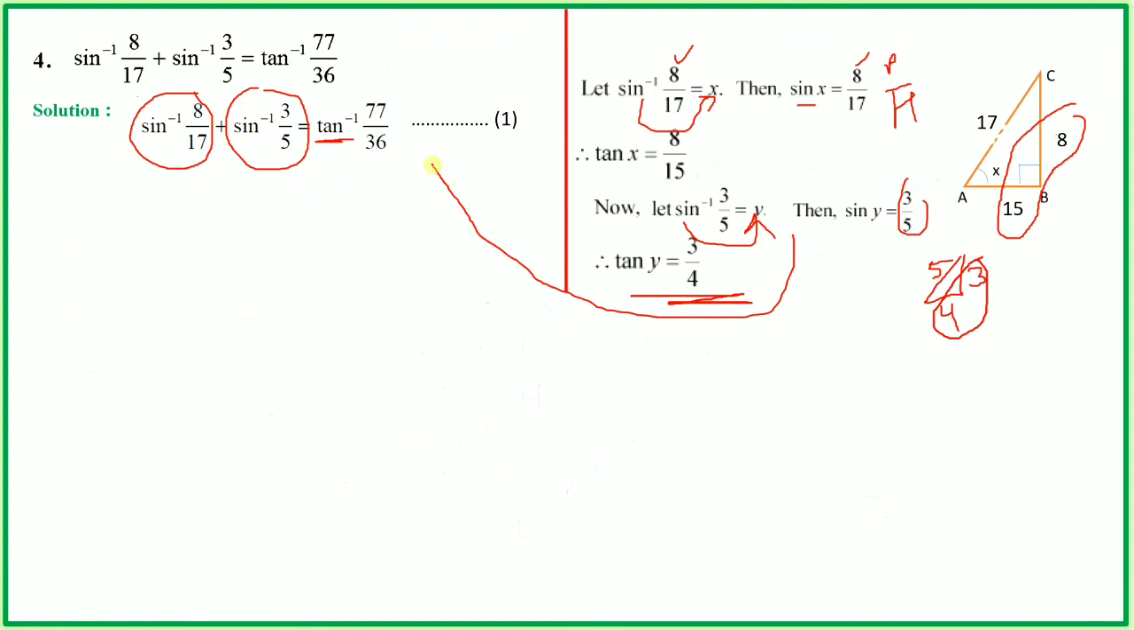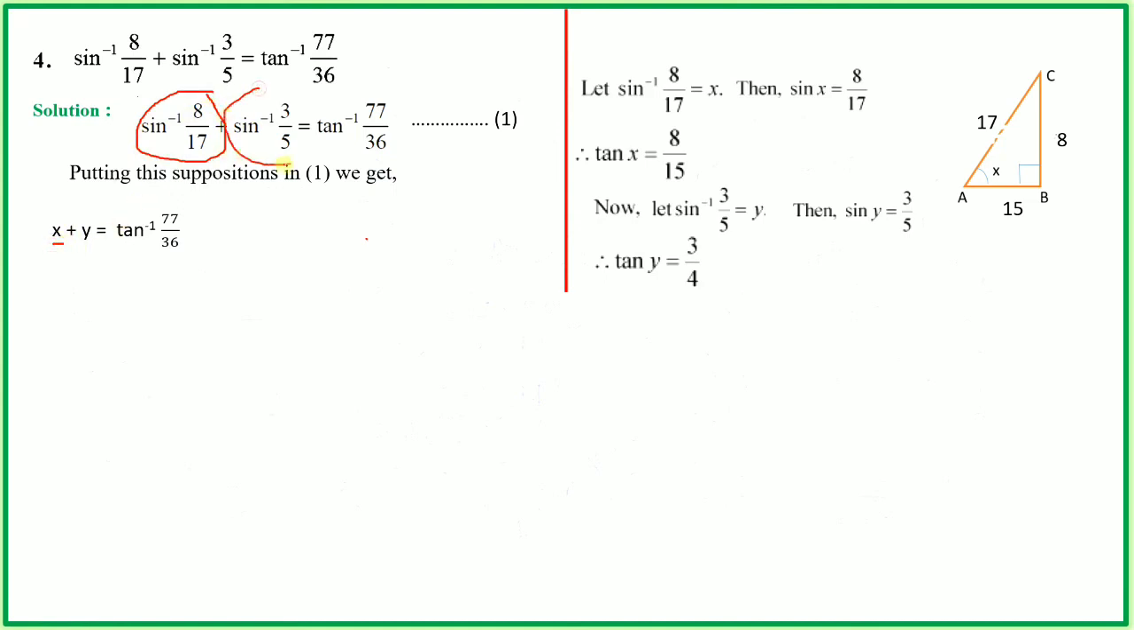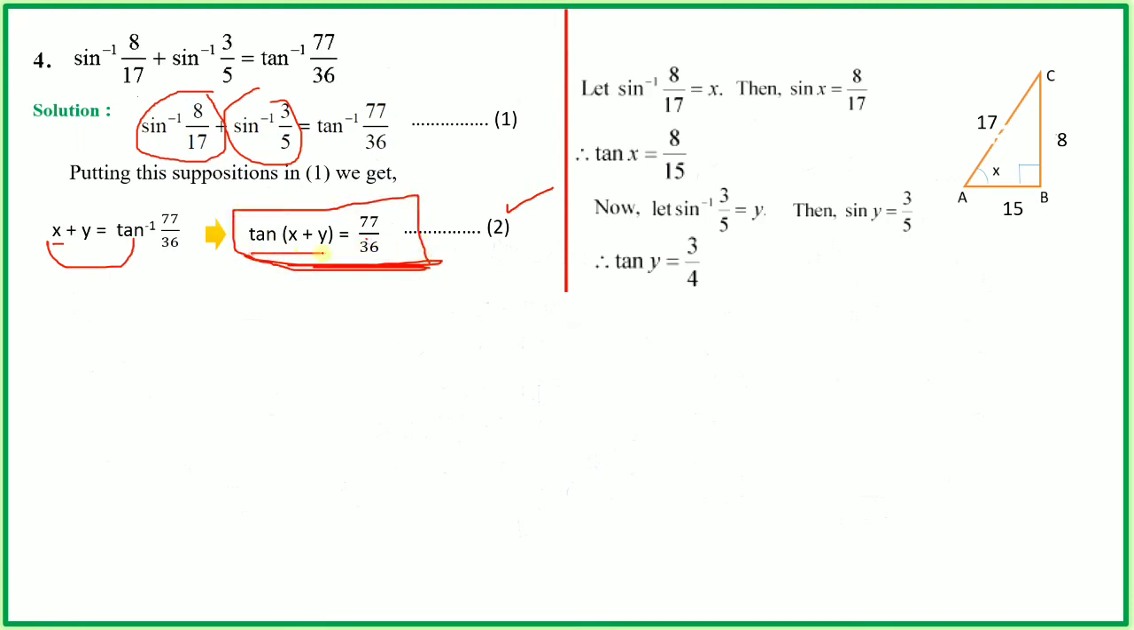Now we'll go back to the question with all these values. Putting these suppositions, what we get: this we have supposed as x, the second one is y, so x plus y is equal to the right hand side as it is. Now this implies, taking tan on both sides, tan x plus y is equal to 77 upon 36, equation number 2. Now this is a very simple question. This is our target: we need to prove that tan x plus y is equal to 77 by 36.